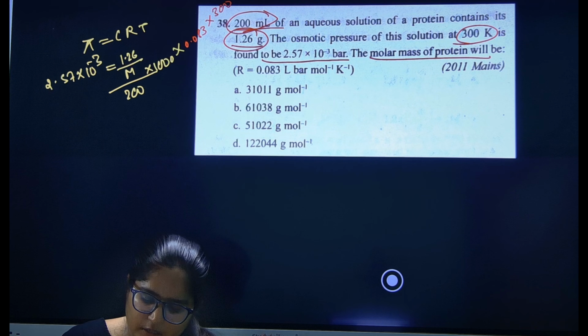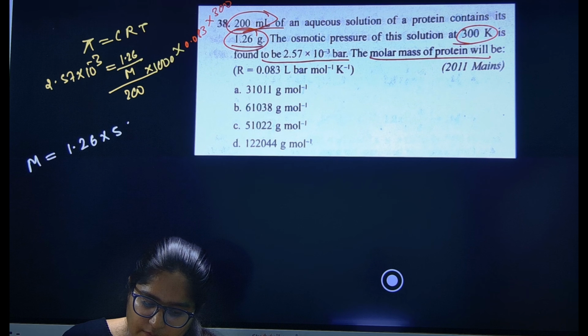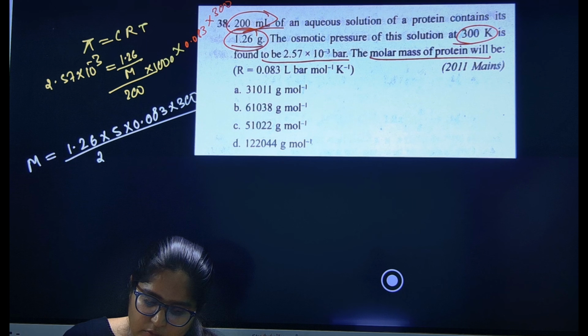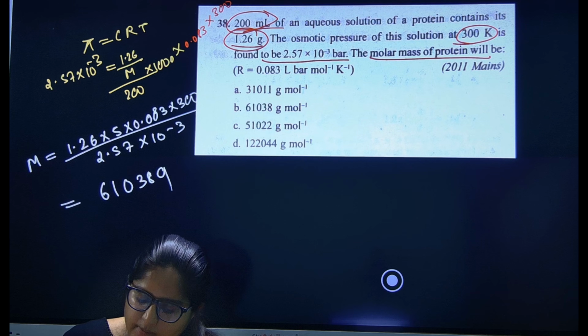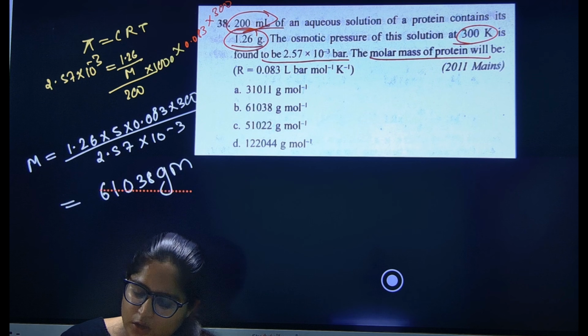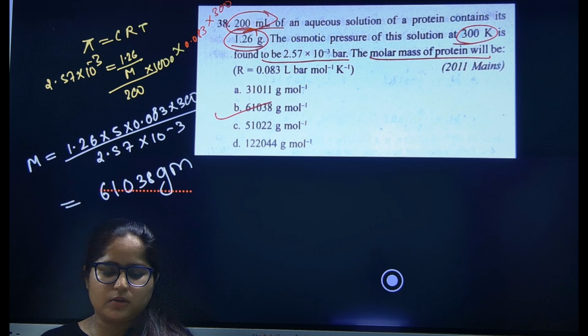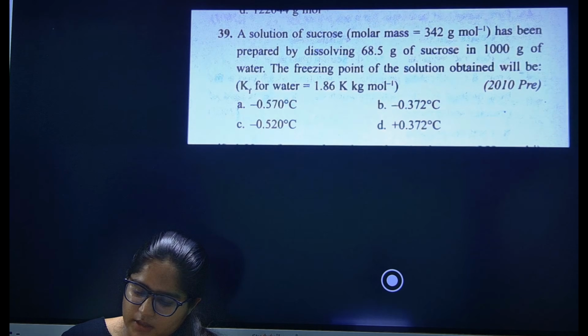Now let us calculate. So from here molar mass will be equal to 1.26 into 5 into 0.083 into 300 by 2.57 into 10 to the power minus 3. Okay, so after calculating we will get 61038 grams. So calculation here again little lengthy. So which option we are getting? B option as the right answer. Okay, wow. Now let us see question number 39.